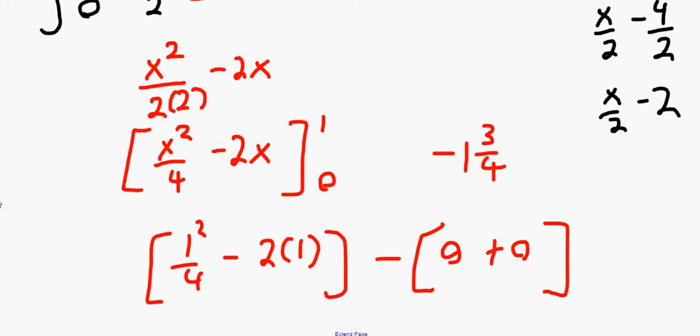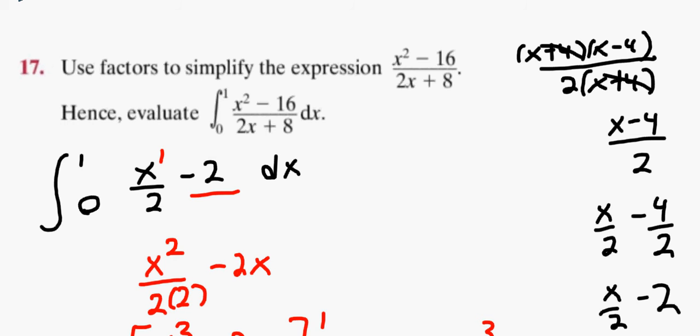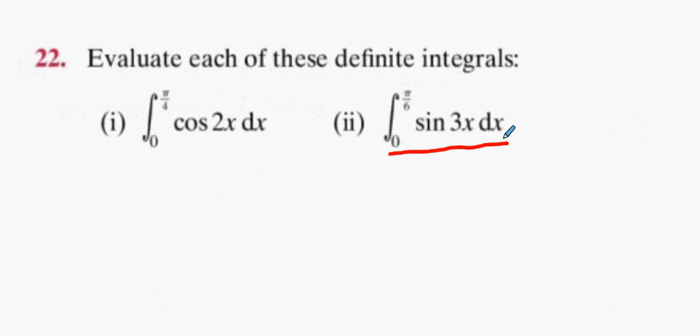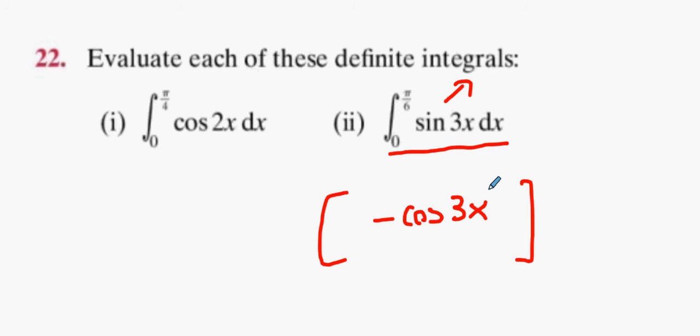Alright. So I move on. Now, 22 part 2. Go to your tables and look up what happens when you integrate sine. What does it tell you in your tables? Plus cos or minus cos? Thank you, minus cos. So it's minus cos 3x. The angle never changes. The function will change, but the angle will never change.